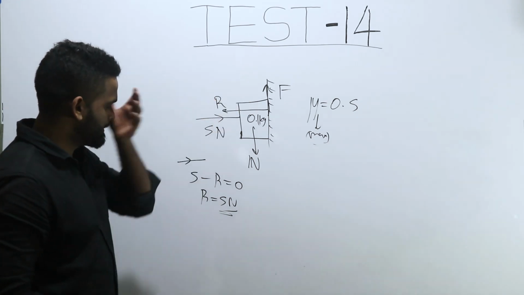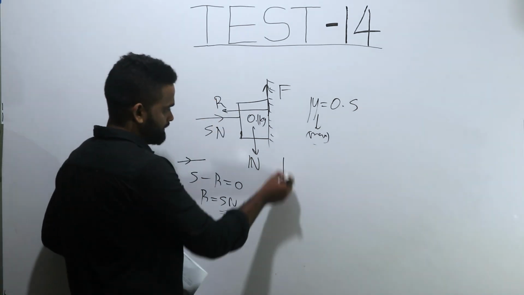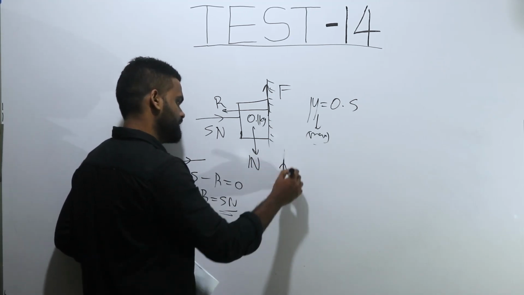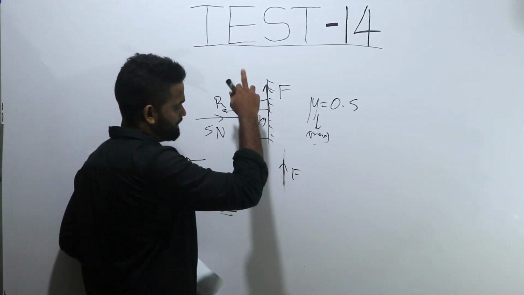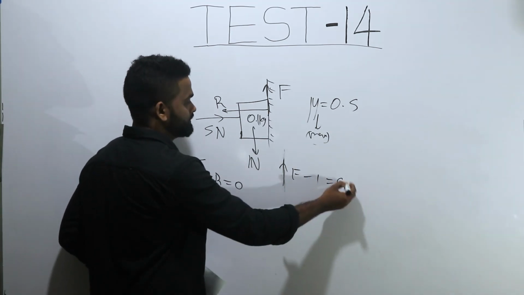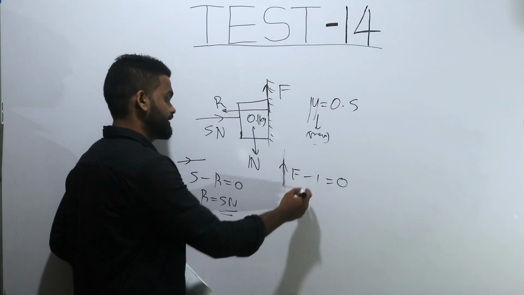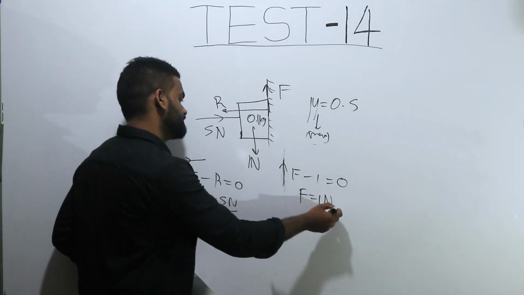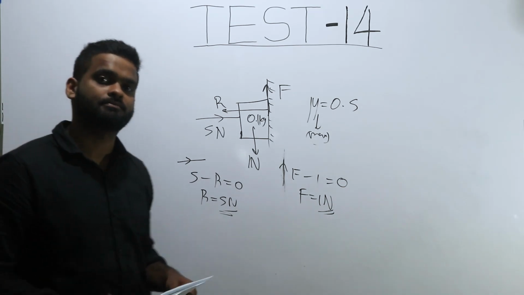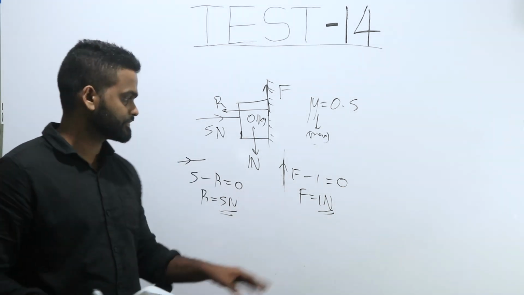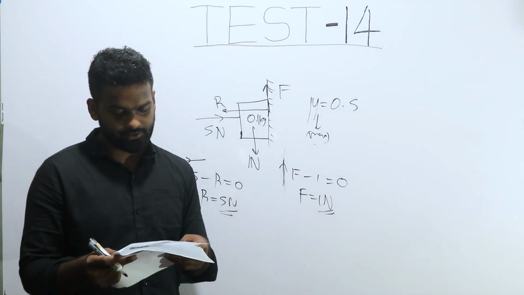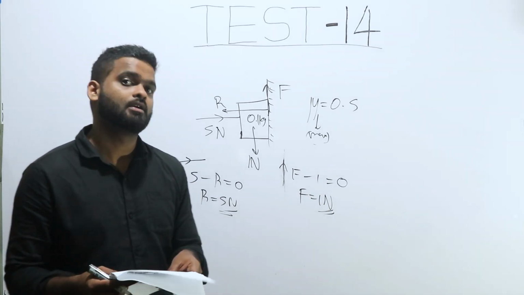Then I'll apply upwards. So upwards, capital F, downwards 1 Newton. This is in equilibrium, so 0. So F is equal to 1 Newton. That is the friction. 1 Newton is the friction. This friction is enough. So the answer should be the second one.